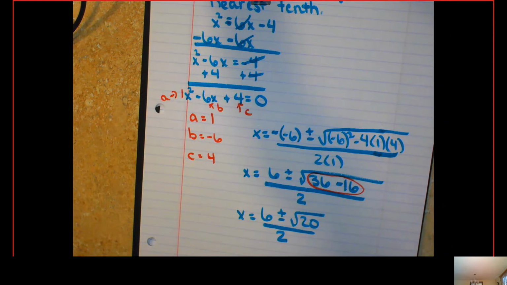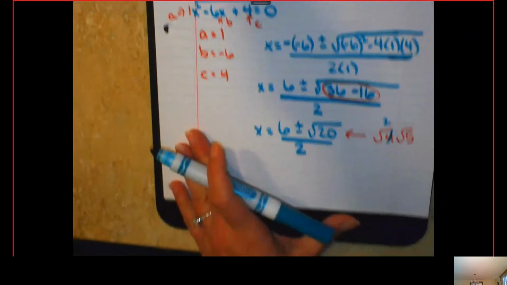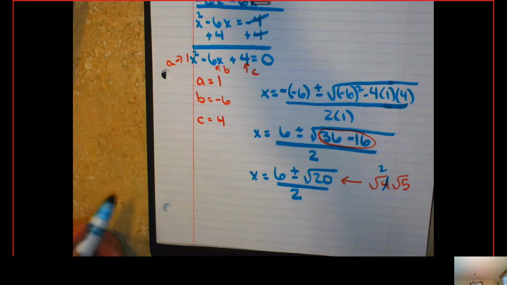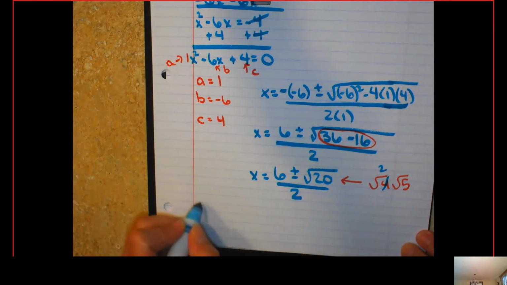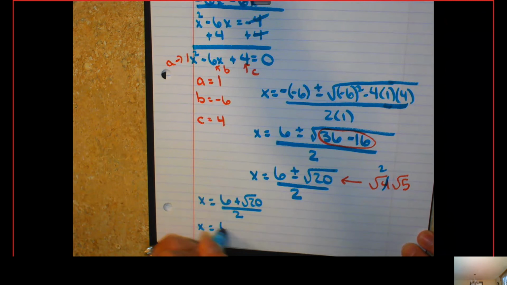Because it says to round, I don't need to simplify this anymore, but keep in mind, you don't have to do this. We could simplify this into radical 4 times radical 5, because 4 is a perfect square, and then we could have changed it to 2, but because it says to round, I'm not going to do this. I'm going to separate these immediately into 2 answers and use my calculator. My first answer is going to be x equals 6 plus radical 20 over 2. And my second answer is going to be 6 minus radical 20 over 2.